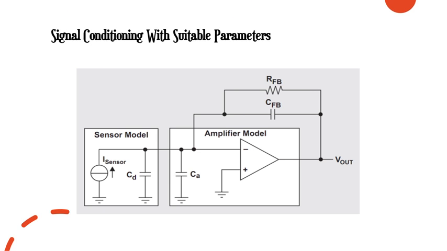The next slide is signal conditioning with suitable parameters. As we look on the diagram, the sensor model is connected to the amplifier model, which can amplify the voltage. If we look on the right side of the amplifier model, there is a capacitor and a resistor which are connected to the Vout, which is voltage output. Thus, this is also a low-pass active filter. The low-pass active filter can pass low frequencies and block high frequencies.